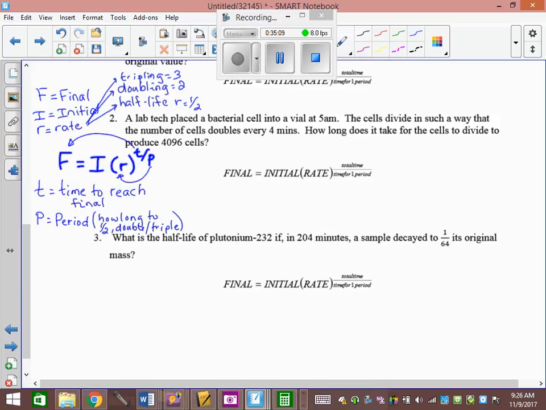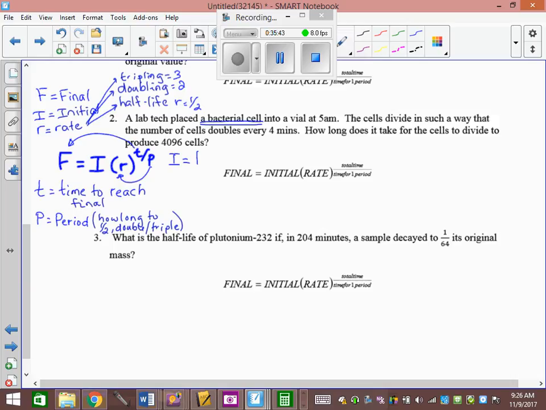Okay? So let's go through what we have. A lab tech placed a bacterial cell. What does that mean? Your initial is 1. Most people miss that because it's not a number, right? They catch the 5 a.m. part, but they miss the bacterial cell. So my I is 1. And remember, in order to solve any of these equations, you can only be missing one variable, just like in any other science that you do. In order to solve an equation, you need to be only missing one. If you're missing 2 variables, you can't solve, right?